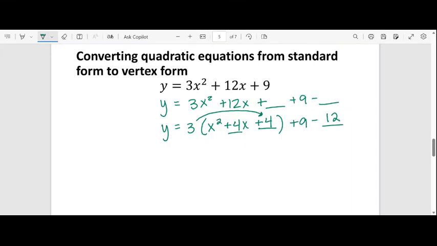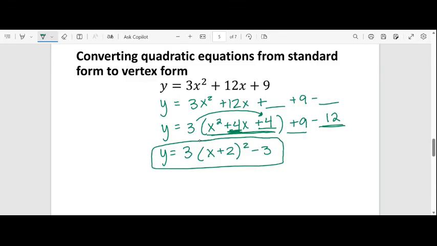All right, let's rewrite it. We'll say y equals our coefficient, which is 3. The trinomial here can be replaced with x plus half of the middle number squared. And then left over, we have 9 minus 12, and 9 minus 12 is negative 3.